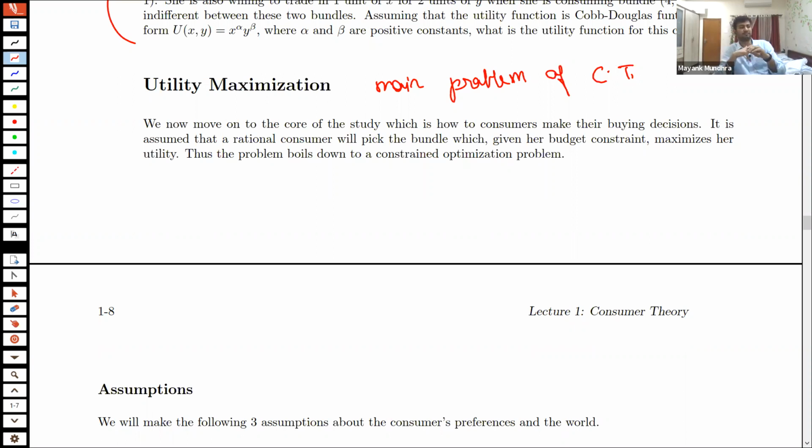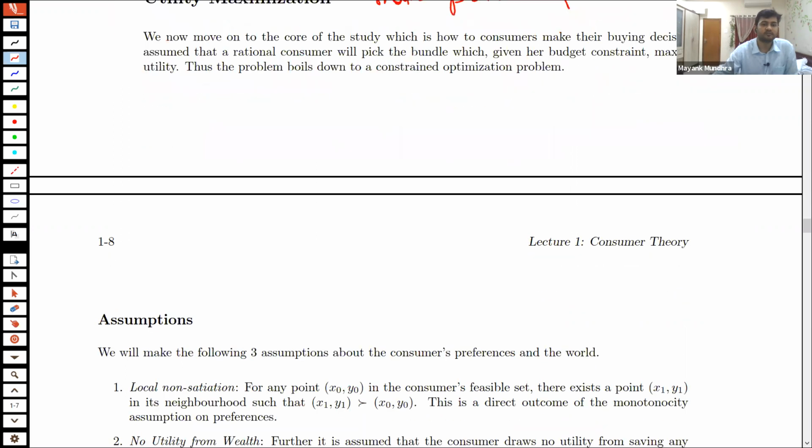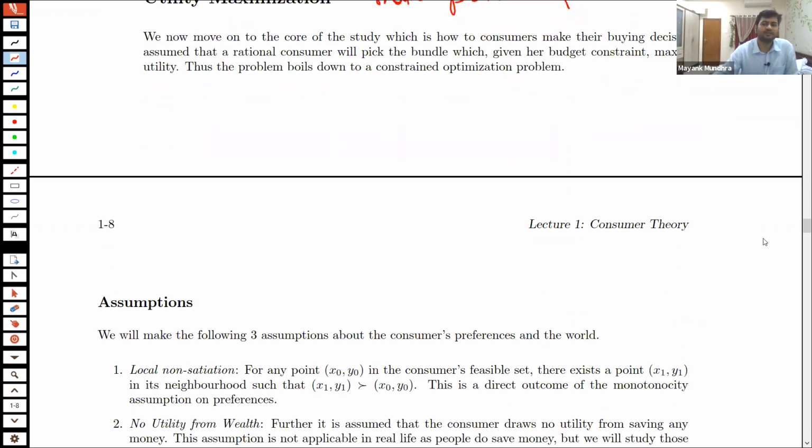Let's say you have 100 rupees, and you know the prices which are prevalent in the market. 5-star costs 10 rupees, an ice cream costs 20 rupees, and so on. So given your income and the prices of the world, you want to go out and purchase stuff. What is the mechanism which will decide how much you purchase and what you purchase? In order to solve this, we begin with 3 assumptions.